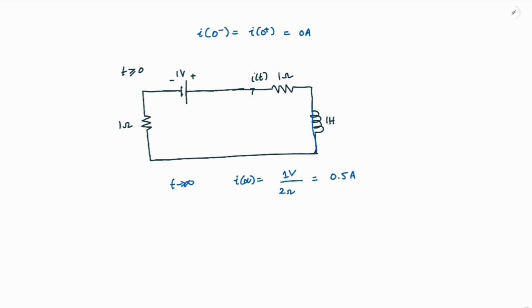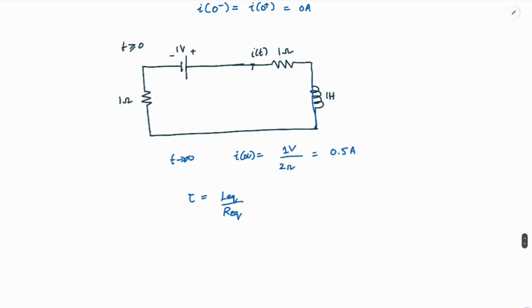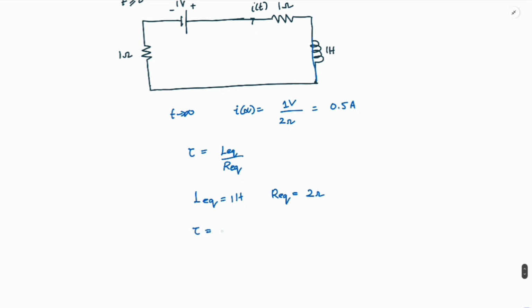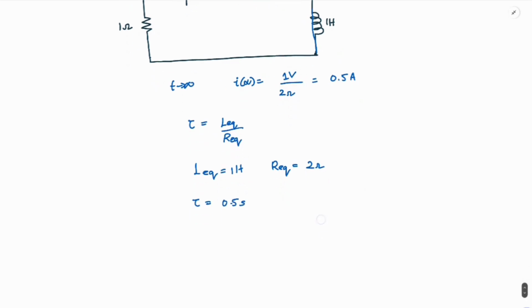We want to find the time constant. So for an RL circuit, what is the time constant? Tau is equal to L equivalent by R equivalent, right? So here L equivalent is nothing but 1 Henry. What is the R equivalent? So here if you see, 1 ohm and 1 ohm are in series. So our R equivalent will be 2 ohms. So what is the time constant then? It is 0.5 second. So now we have I of 0 is 0, I of infinity is 0.5 and tau is equal to 0.5 seconds.